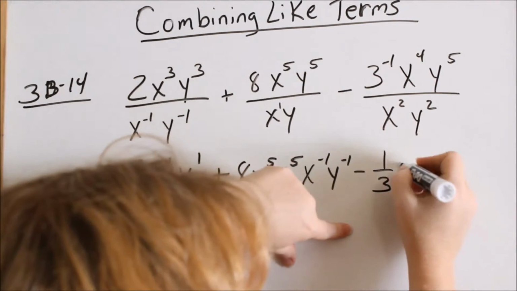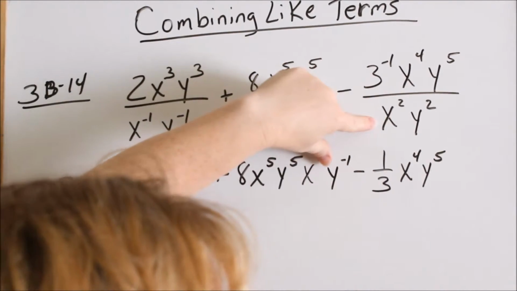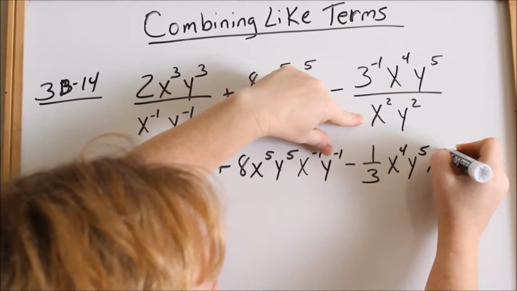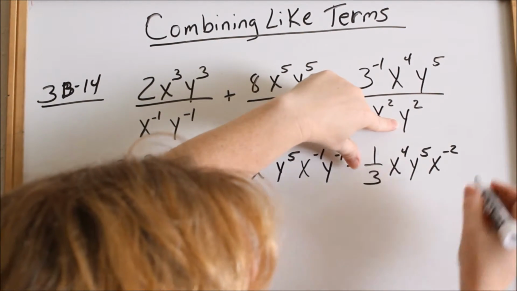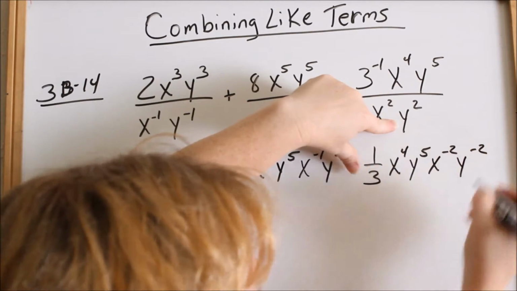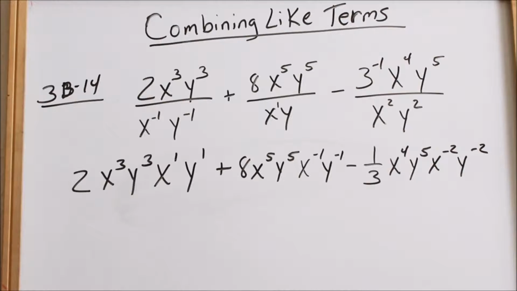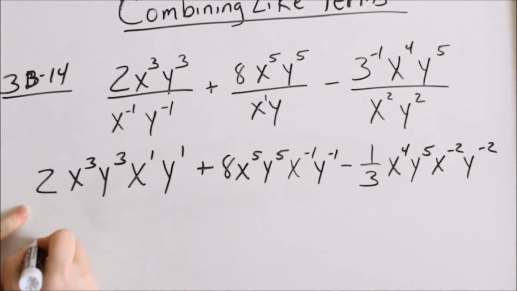Now we're going to rewrite our numerator, x to the 4th, y to the 5th. Now I want to move these up to the numerator, so I've got to change the sign of my exponent. That would now become x to the negative 2. Moving this up now becomes y to the negative 2. Now I'm ready to combine x's and y's in each term. So within this term, let's combine my x's and y's.